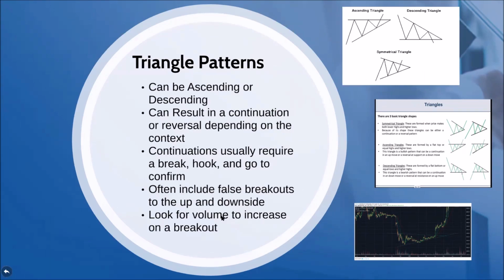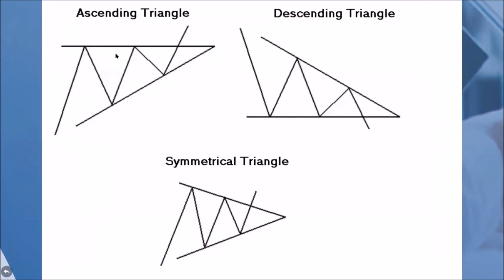And what you want to look for really is volume to increase on a breakout. So here's a nice simplified version. You see the ascending triangle here, because the slope is up, breaks to the upside. You see the descending triangle, break to the downside, and you see a symmetrical, which breaks to the upside.